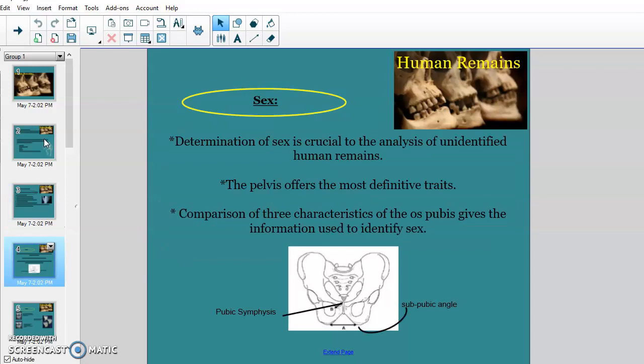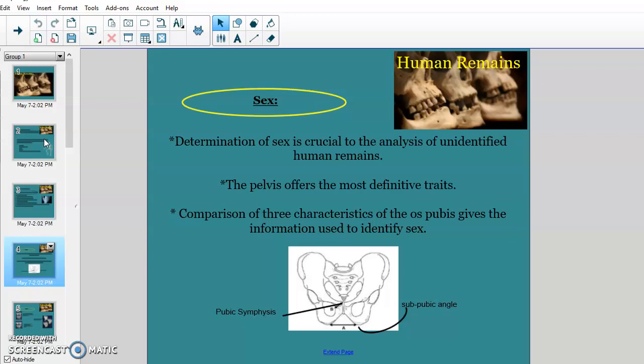So the one we're going to focus on mainly today is how to determine the sex of an individual. That's usually the first thing that they're going to do, try to figure out if the individual is male or female. Right? And that's going to help them to attempt to figure out who the unidentified human remains belong to. The pelvis offers the most definitive traits.